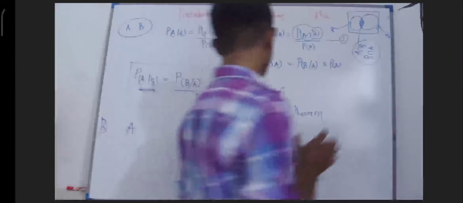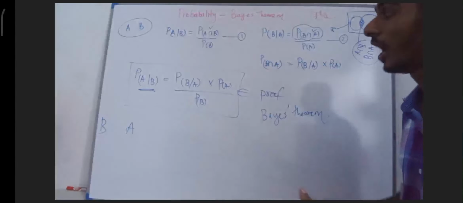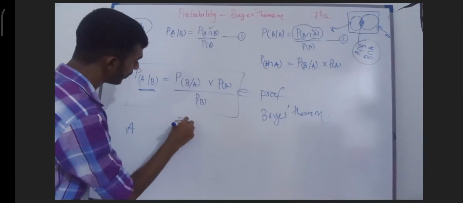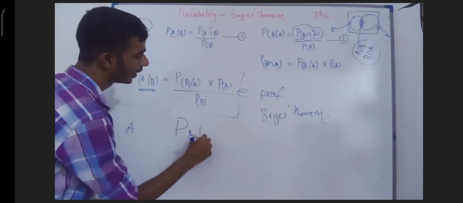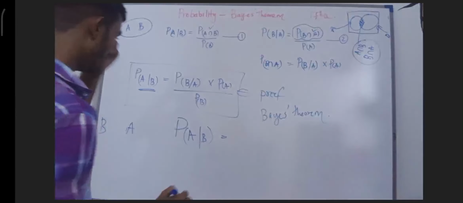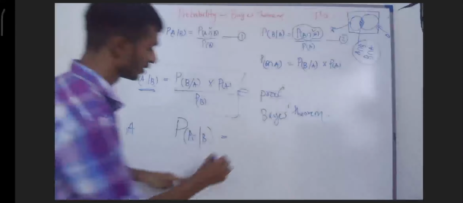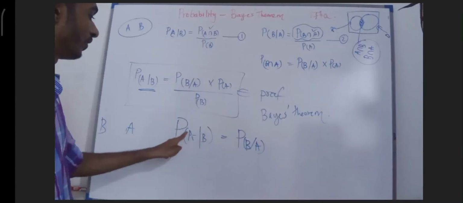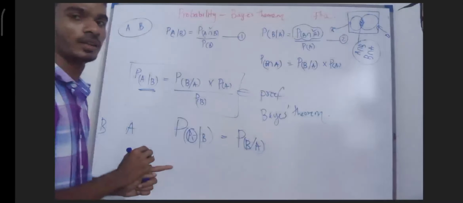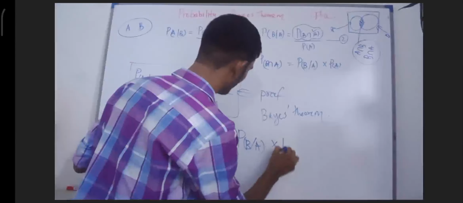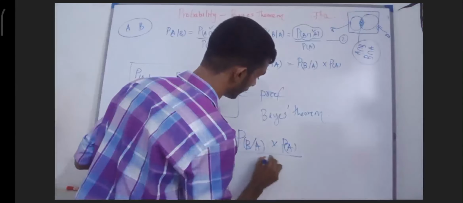So when I do a question, you will understand much on this. Now I will explain how to write this equation in the examination without any mistakes. If you want to find the probability of A occurring when B has already occurred, you just interchange the positions: the probability of B occurring when A has already occurred. And in the numerator, you write the probability of the event that has occurred second, so into probability of A, divided by probability of B.